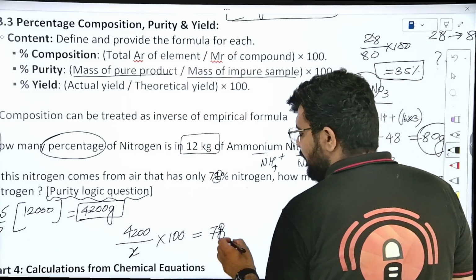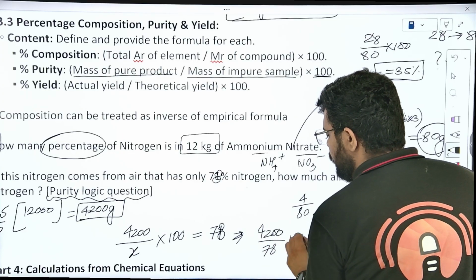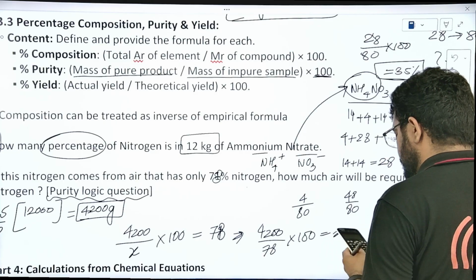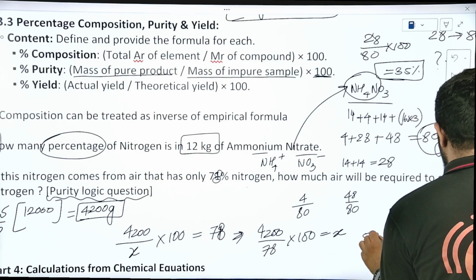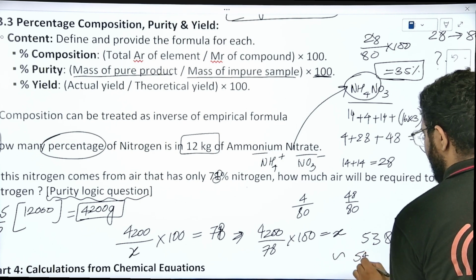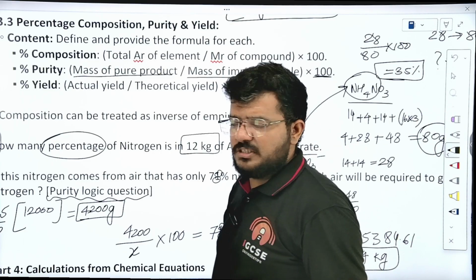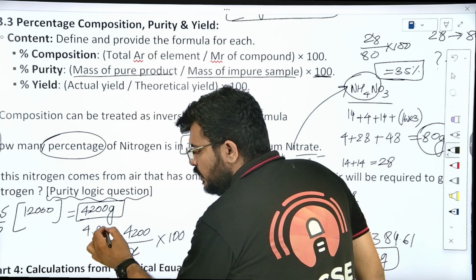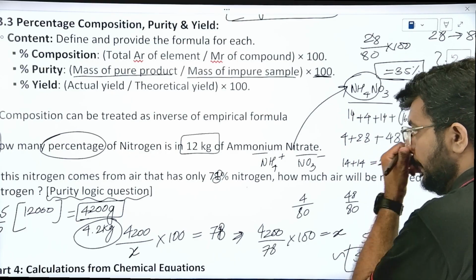Can you simply find the value of x? This can be written as 4200 upon 78 into 100 is equal to x. So 4200 into 100 divided by 78 gives me nearly 5384.61. So nearly 5.4 kg. Can I say I will require nearly 5.4 kg to get 4200 grams or 4.2 kg of nitrogen. I hope this makes sense, right?